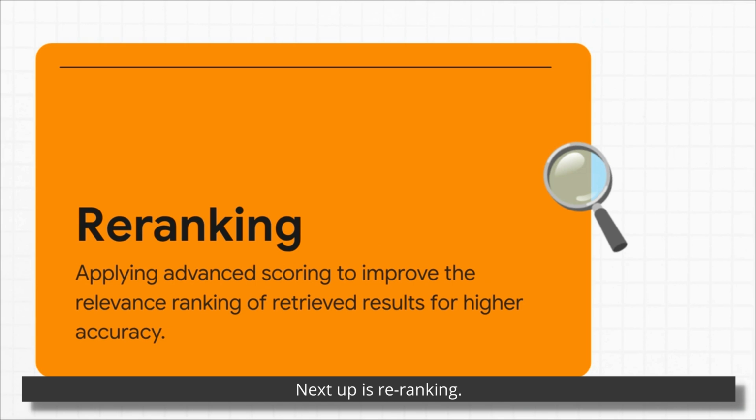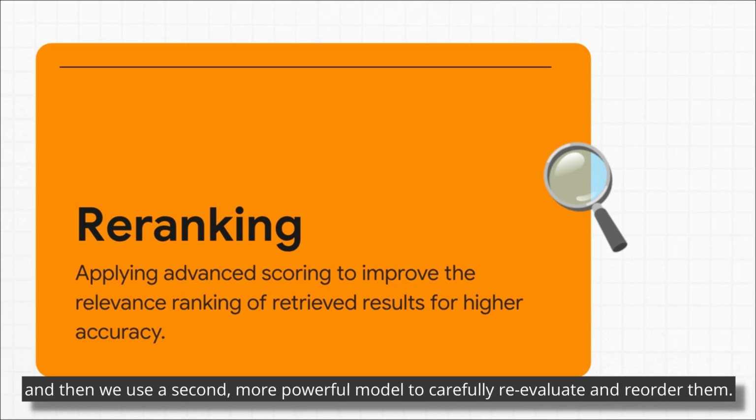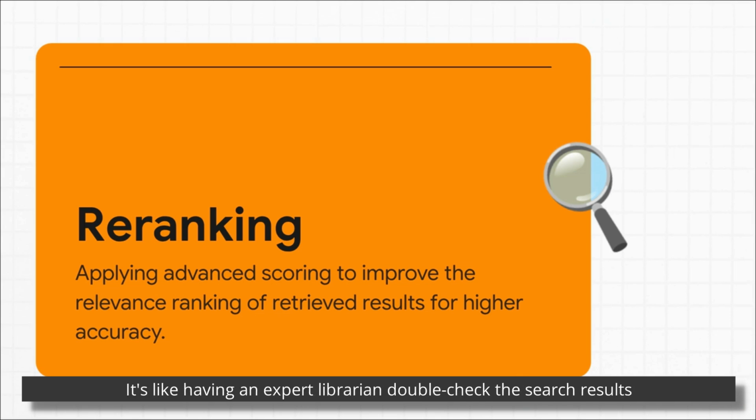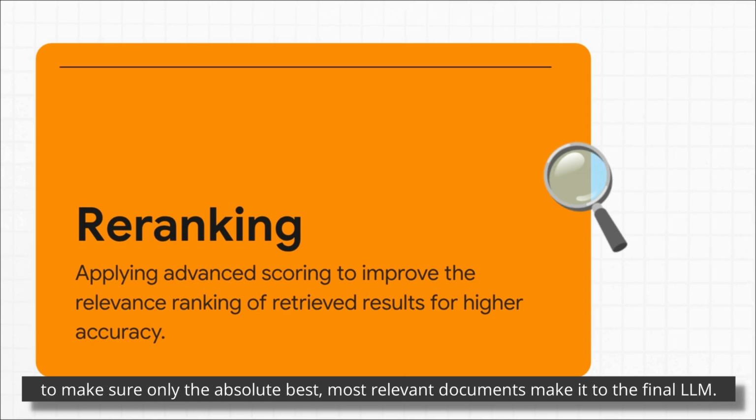Next up is re-ranking. Okay, so that initial vector search is really fast, but it's not always perfect. Re-ranking adds a powerful quality control step. We take the top, say, 10 results from that initial search, and then we use a second, more powerful model to carefully reevaluate and reorder them. It's like having an expert librarian double-check the search results to make sure only the absolute best, most relevant documents make it to the final LLM.